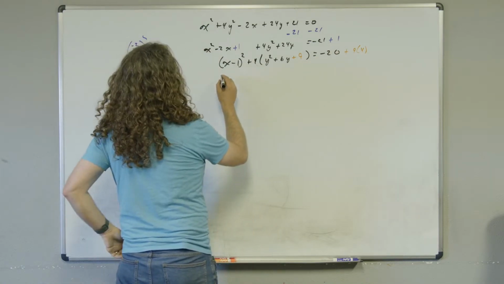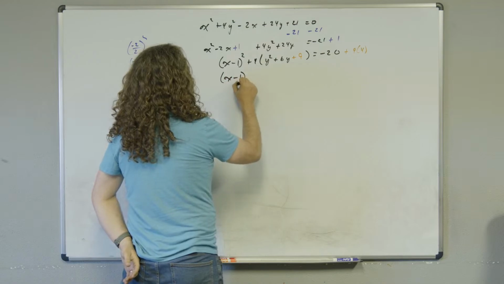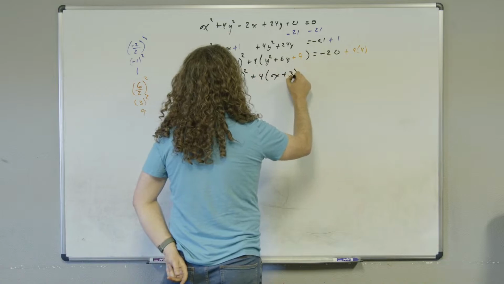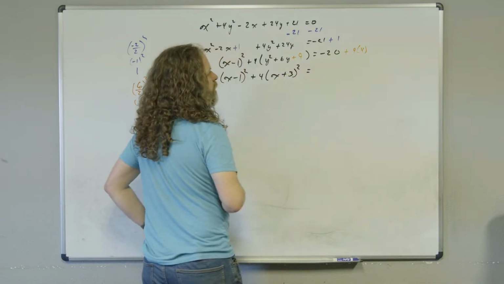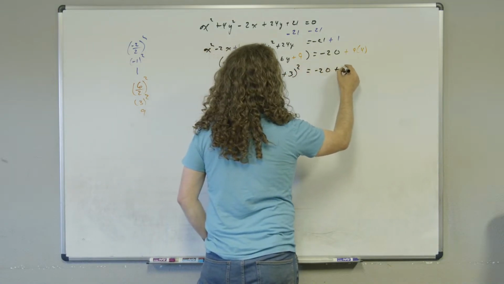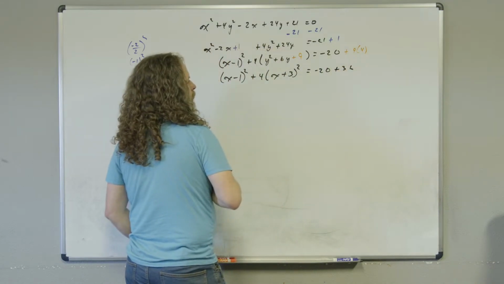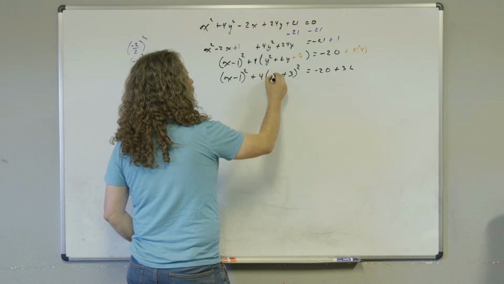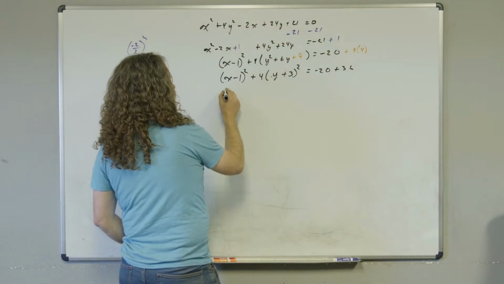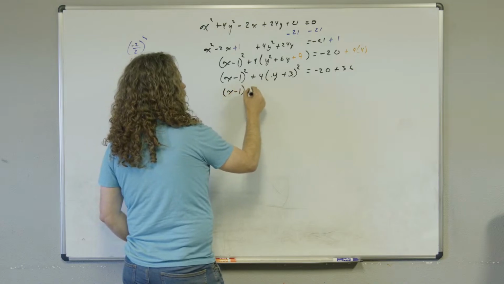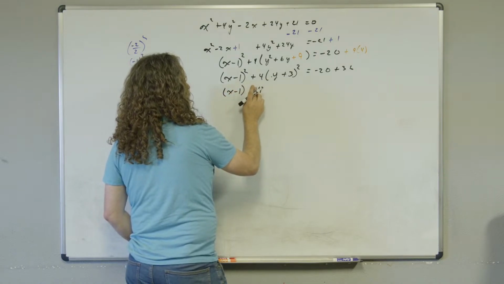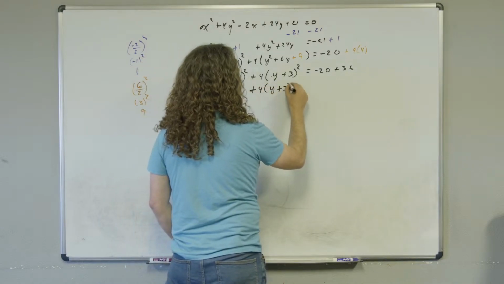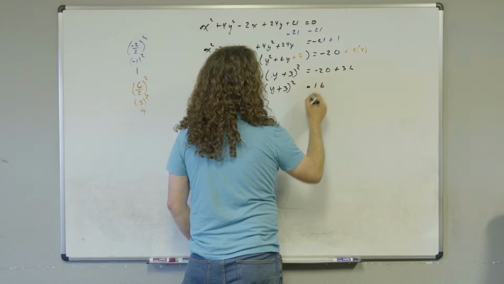So now we're going to factor this, and we're going to do the math over there, right? So we've got x minus 1 squared plus 4 times y plus 3 squared equals negative 20 plus 36. Is that supposed to be a y, not an x? It is. Thank you. So then we've got x minus 1 squared plus 4 times y plus 3 squared equals 16.